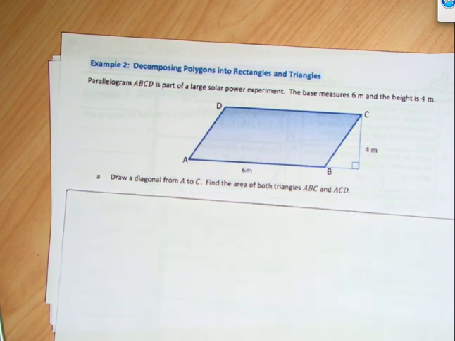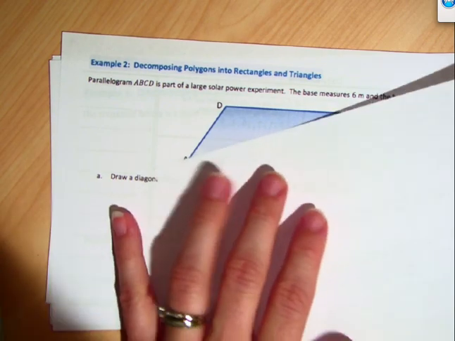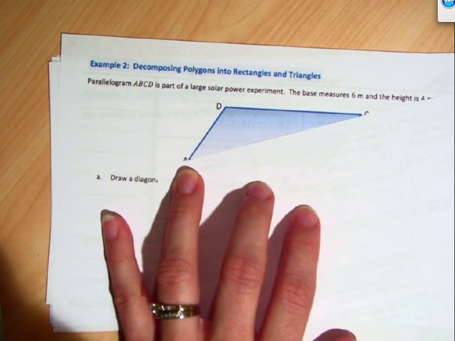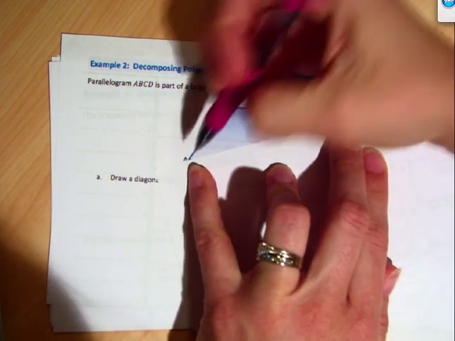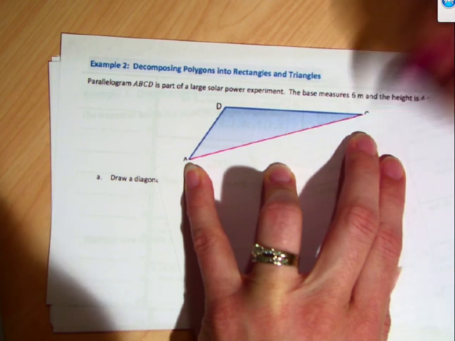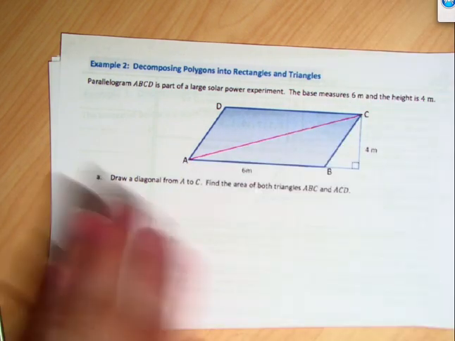It would like us to draw a diagonal from A to C. I'm going to use the edge of my paper here to go from A to C, like a little straight edge, like a ruler. I'm going to draw my diagonal from A to C. Okay?